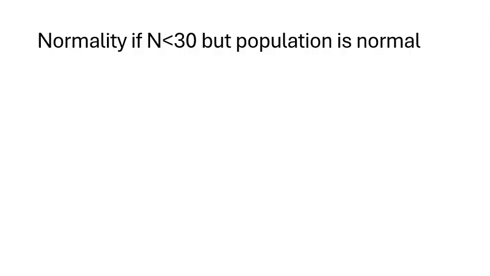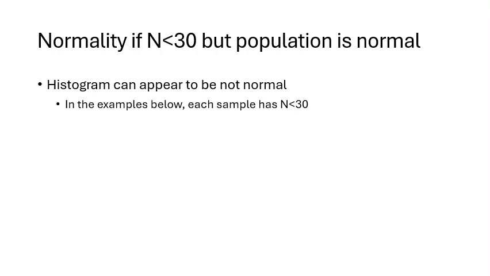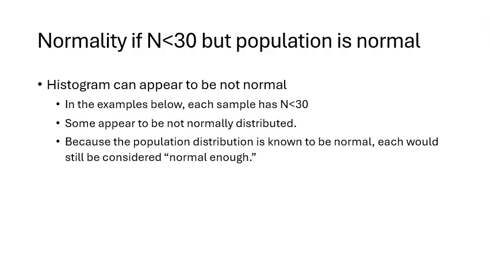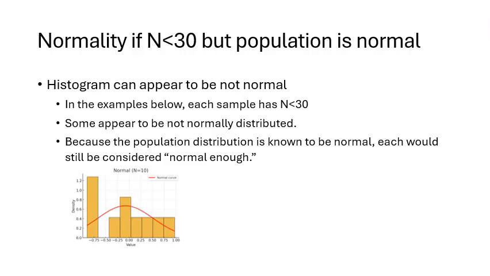Now here we have some examples where n is less than 30, but the population is known to be normal. And so the histogram could appear to be not normal. We can see in the examples coming up that each sample has fewer than 30 participants, and some of them don't look very normal. But because the population distribution is known to be normal, each would still be considered okay.